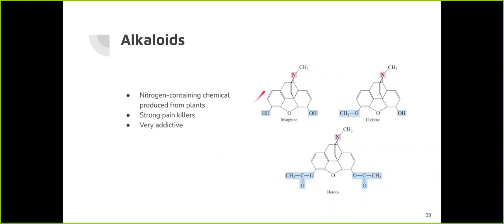Alkaloids have nitrogen-containing compounds in them as well. These usually come from plants. They're very strong painkillers, and they're also very addictive. So morphine, codeine, and heroin are all alkaloids, and all of them have amine groups in them.